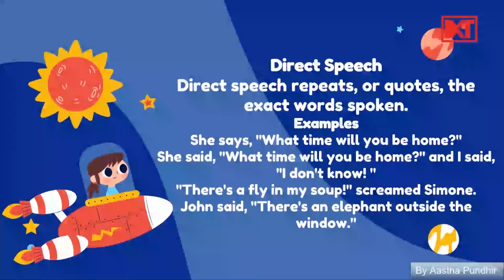Okay, so what is direct speech? Now, reported speech can be of two forms. Either you say and tell that thing directly. Let's see, in the form of direct speech. Direct speech repeats or quotes the exact words spoken. Now, when you are telling your mother about what your teacher said, you can either say the exact words that she has spoken. Let's see the examples.